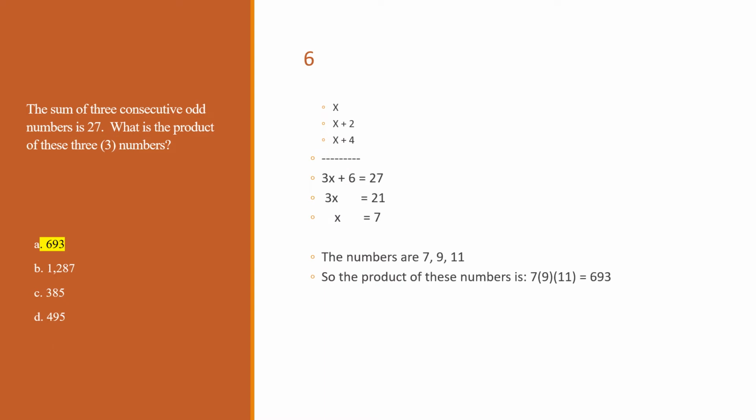For number 6, the sum of three odd numbers is 27. What is the product of these three numbers? So the numbers will be x, x plus 2, and x plus 4, summing them up. We have 3x plus 6 equal to 27. Therefore, 3x is 21 and x is equal to 21 divided by 3, or 7. So the three consecutive odd numbers are 7, 9, and 11. And the product of this will be 7 times 9 times 11, which is equal to 693.